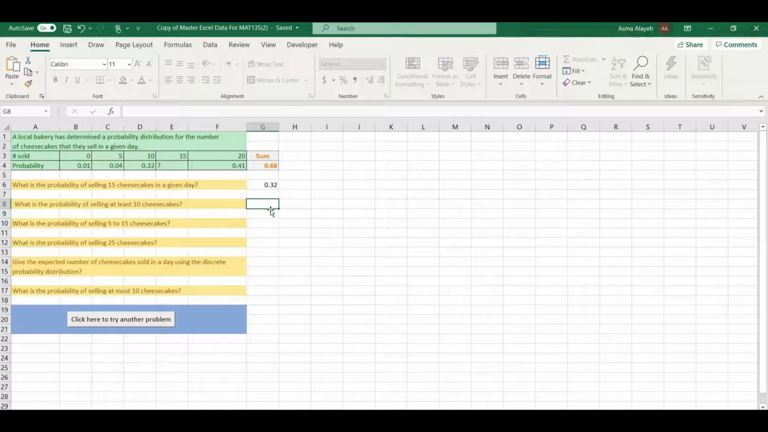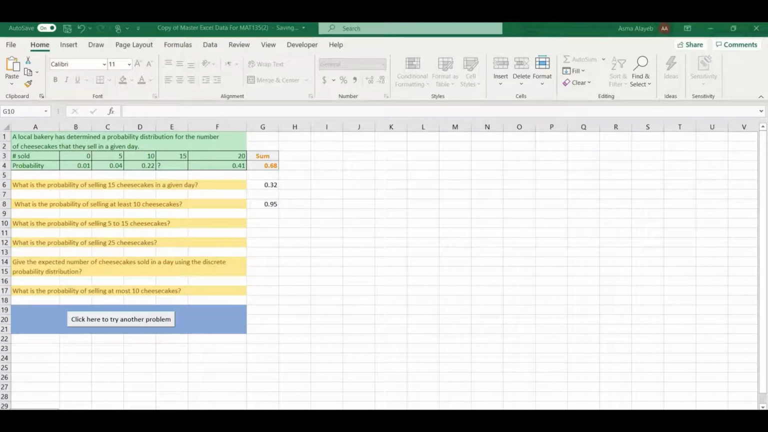Since these are mutually exclusive events, they can't happen at the same time. We're going to use the addition rule and we're not going to worry about subtracting the probability when they happen all together. So this will be equal to the probability of selling 10 cheesecakes plus the probability of selling 15 cheesecakes, plus the probability of selling 20 cheesecakes. The answer is going to be 0.95 or 95%.